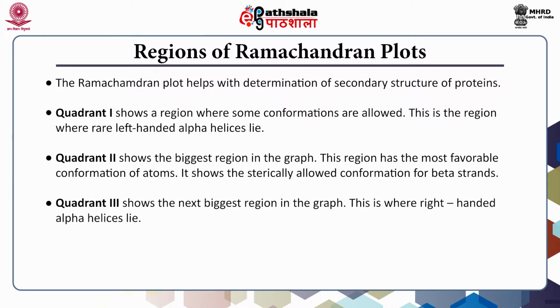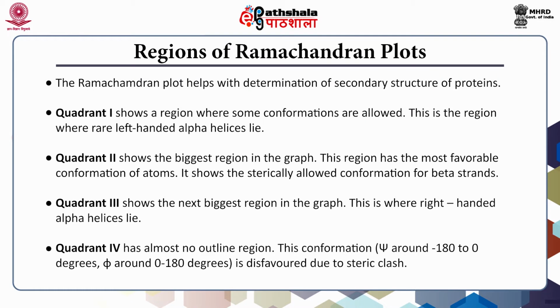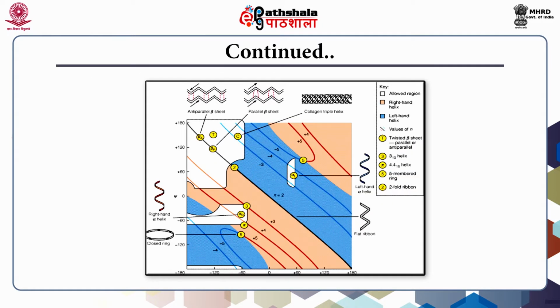Quadrant 3 shows the next biggest region in the graph. This is where right-handed alpha helices lie. Quadrant 4 has almost no outlined region. This conformation, psi around minus 80 to 0 degrees, phi around 0 to 180 degrees, is disfavored due to steric clash. This slide is a complicated version of the Ramachandran plot. It shows where different kinds of secondary structure of proteins lie in the Ramachandran plot.